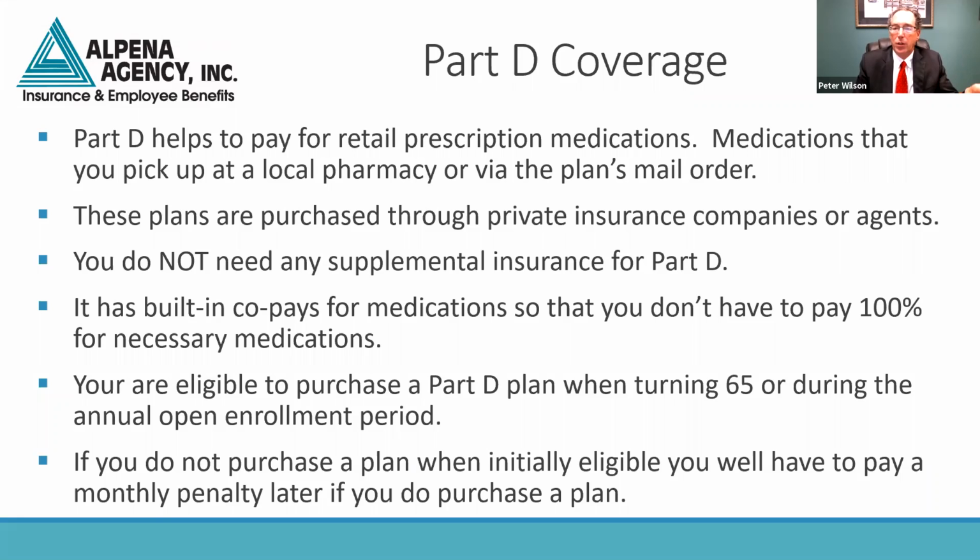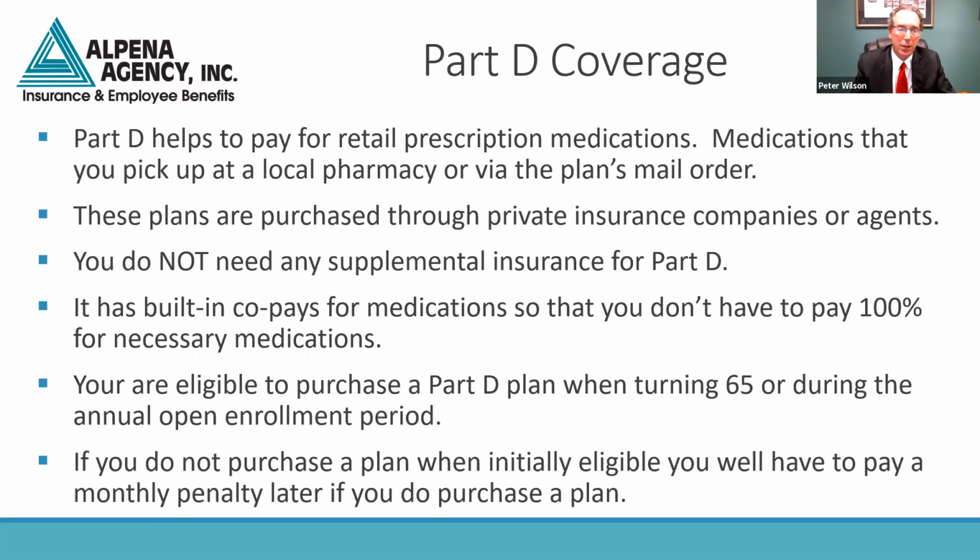These plans are purchased through insurance companies or agents. So Medicare, original Medicare A and B, you got through the Social Security office. If you want a Part D, a prescription drug coverage plan, you purchase it through a private insurance company. You do not need any supplement. You don't have to buy a Medigap or a supplement in order to get Part D. You can buy Part D on a standalone basis. Part D has built-in copays for medications, so you don't have to pay 100% of the cost.